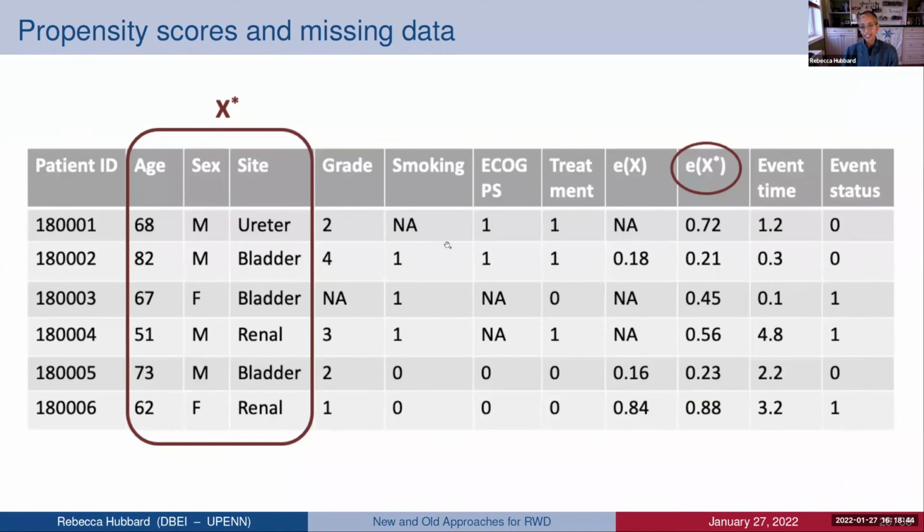Or we could think of the individuals who had complete covariate data as a validation sample who are contributing information on this gold standard propensity score. And we could look at the relationship between the gold standard propensity score e(X) and our surrogate propensity score e(X*), and use the information about the relationship between those two things to carry out a regression calibration for e(X).